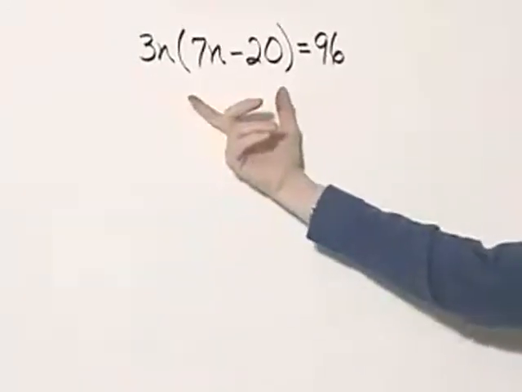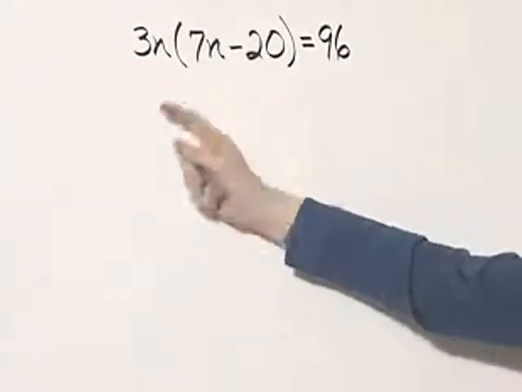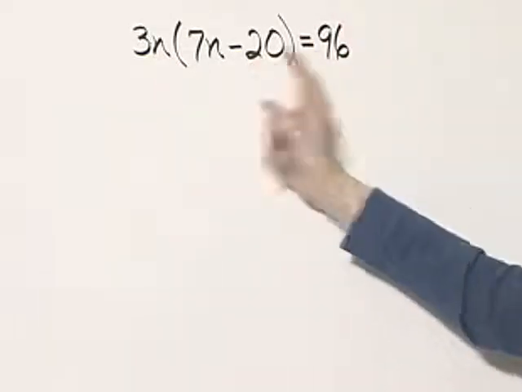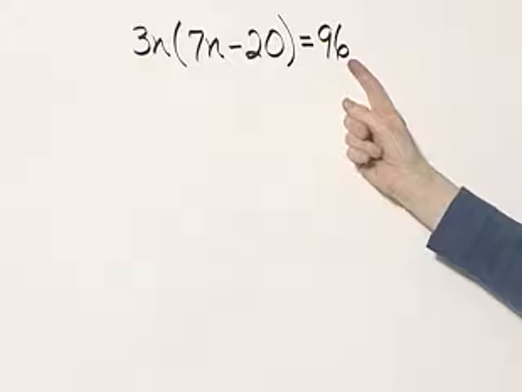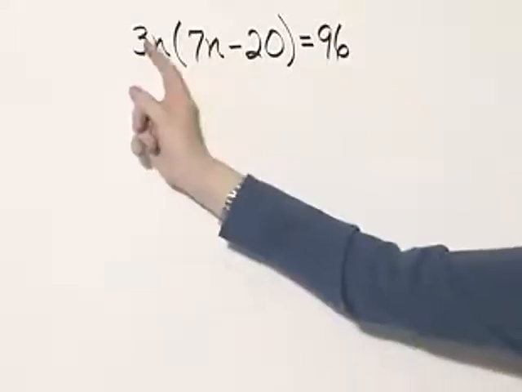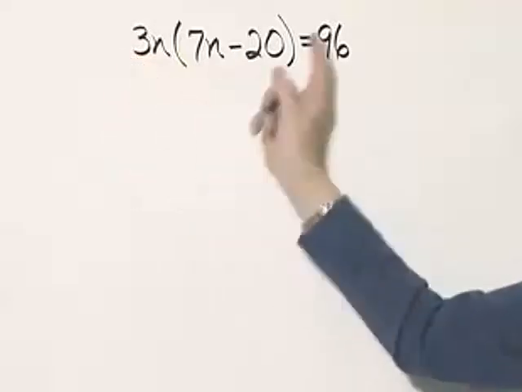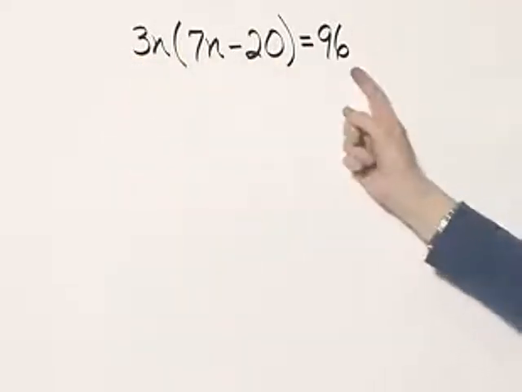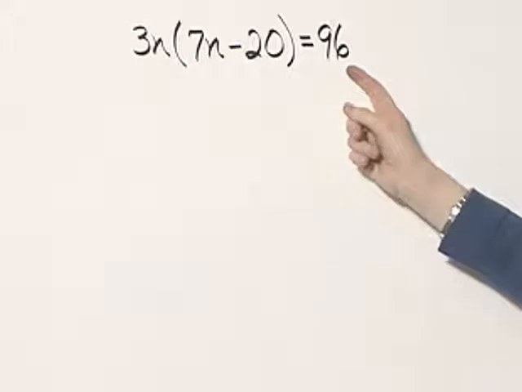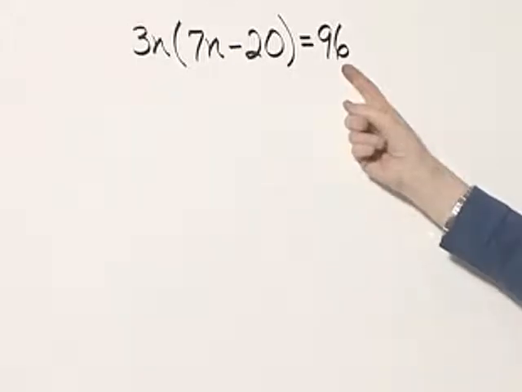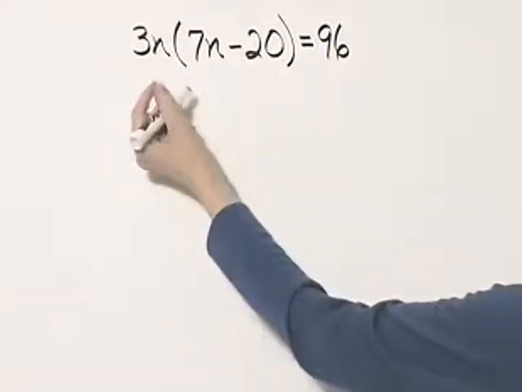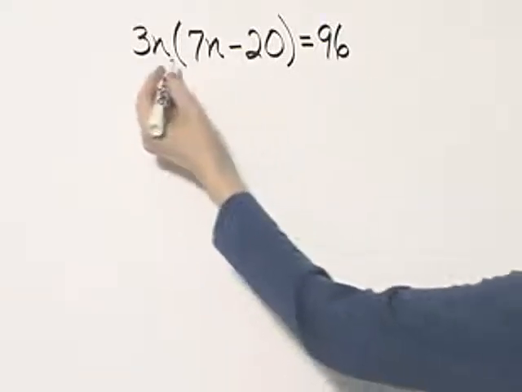Now, by the way, there is a temptation here to set 3n equal to 96 and this other factor equal to 96. We can only do that when one side of the equation is a factored polynomial, which it is here, and the other side is 0. It's the zero-factor theorem, so this side must be 0. So we're going to have to just multiply and move the 96 over and write it in standard form.